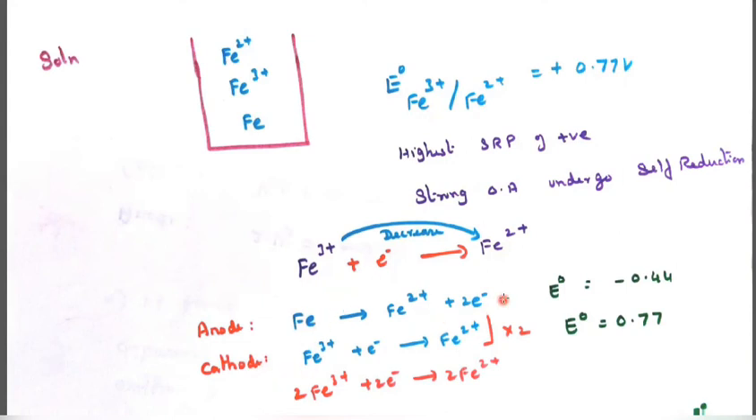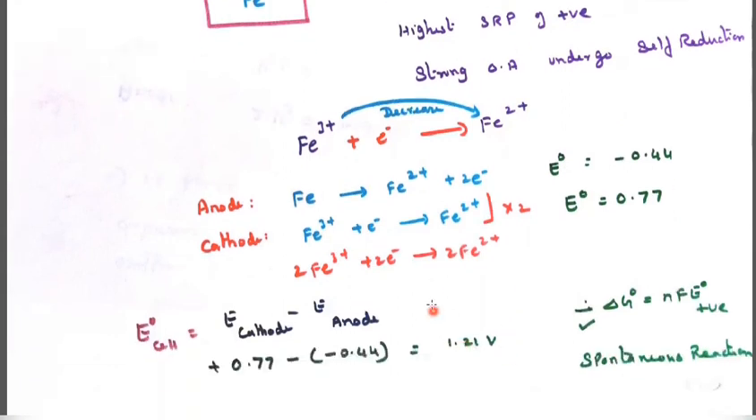Here 2 electrons are involved, so multiply this equation by 2. The whole equation should be multiplied by 2, but the E naught values, the standard values, should not be multiplied by any number. They should not be changed. Only the equation is changed in order to get an equal number of electrons. So multiplying by 2: 2Fe3+ plus 2 electrons gives 2Fe2+. So we found that this is the anode and this is the cathode.